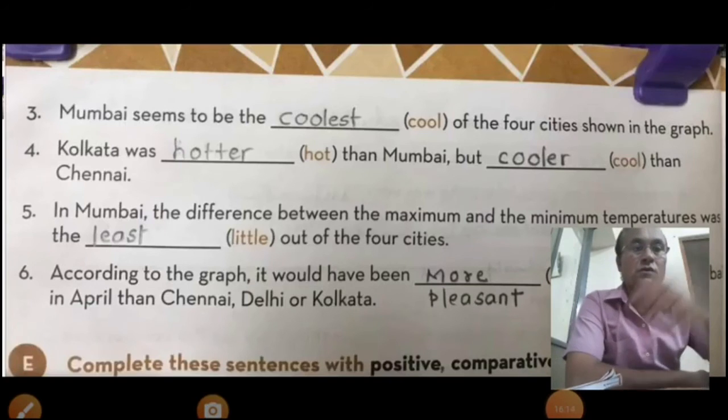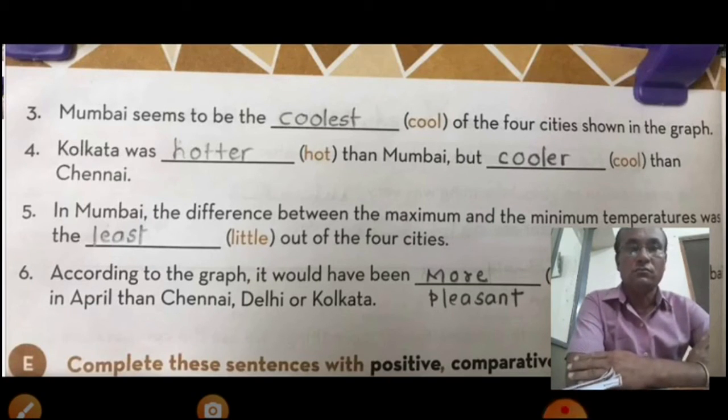Now let's move to the third exercise. Mumbai seems to be the coolest of four cities shown in the graph. Superlative degree, cool, cooler, coolest. As I said earlier, if the is found before the blank, then it's very easy to put there the superlative degree.